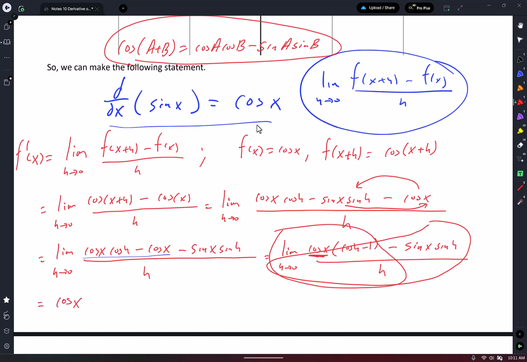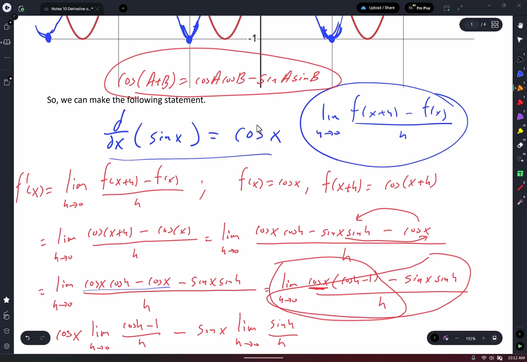So I'm going to write it like this. Cosine x, limit as h approaches 0, there's just one of our properties, of cosine h minus 1 over h, minus sine x, limit as h approaches 0 of sine h over h.